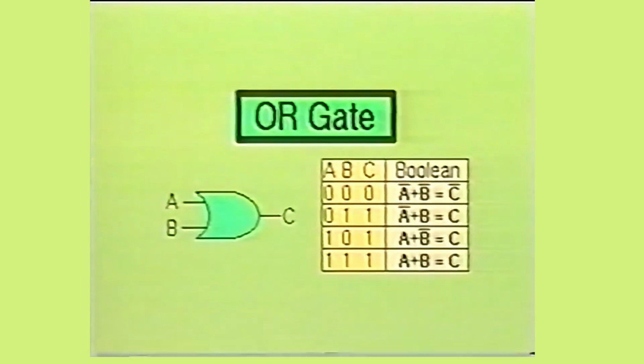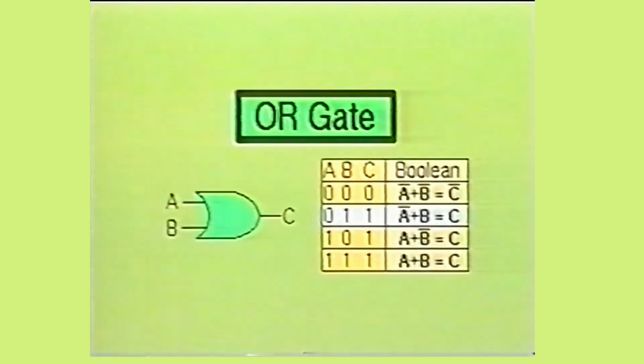Now we will examine the OR gate. It is also shown with a truth table and a Boolean table. As you can see in the first function of the OR gate truth table, a low at inputs A and B will produce a low at output C. This is expressed as not A or not B equals not C. Remember, the plus sign indicates an OR function.